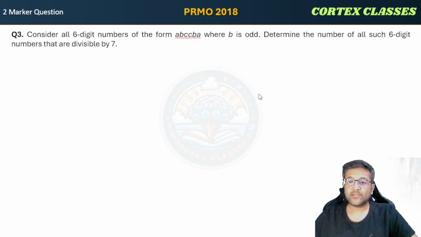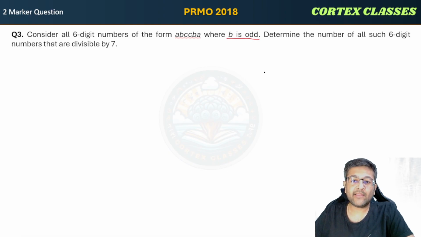All right, so guys, the question is, consider all 6-digit numbers of the form A B C C B A, इस फॉर्म का होना चाहिए, where B is odd. This is given to us कि B odd है इसमें. Determine the number of all such 6-digit numbers that are divisible by 7.